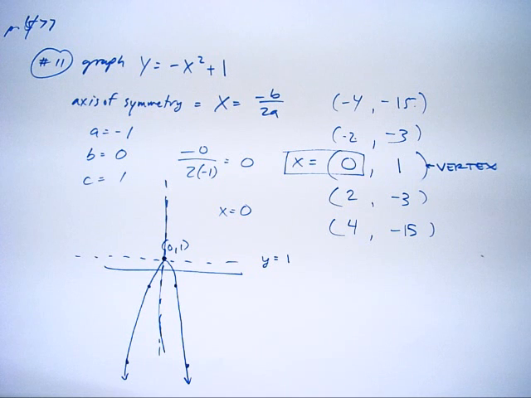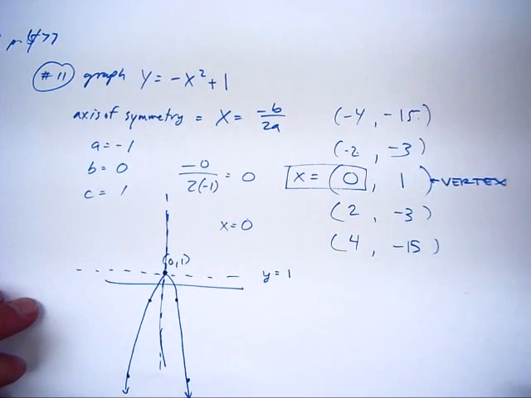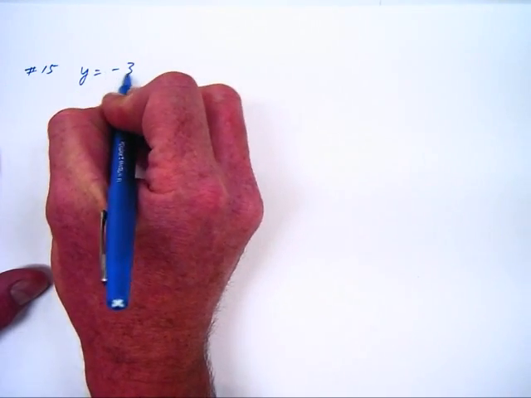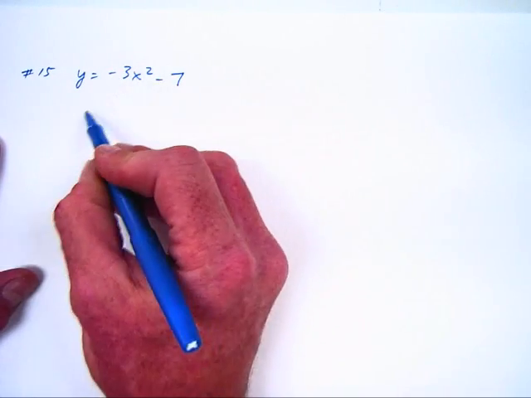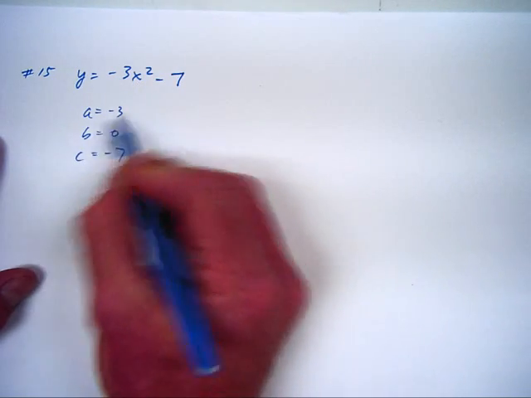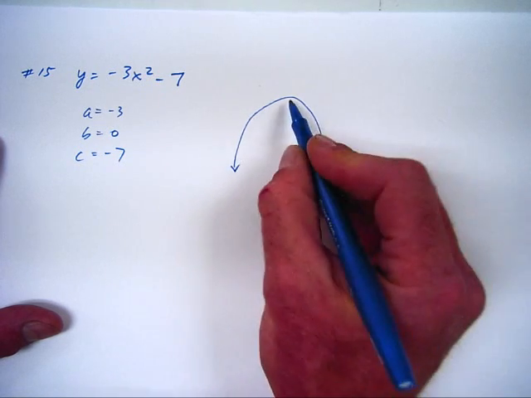I'm going to skip 13 because it's very similar to this one. I'm going to go on to number 15. They want me to state whether it has a maximum or a minimum. So it's y equals -3x squared minus 7. a is -3, b is 0, c is -7. If a is negative, it means it's going to open downward, which means it's going to have a maximum.